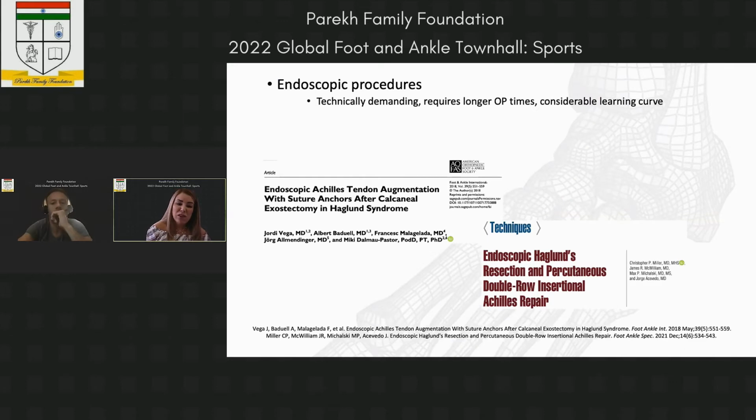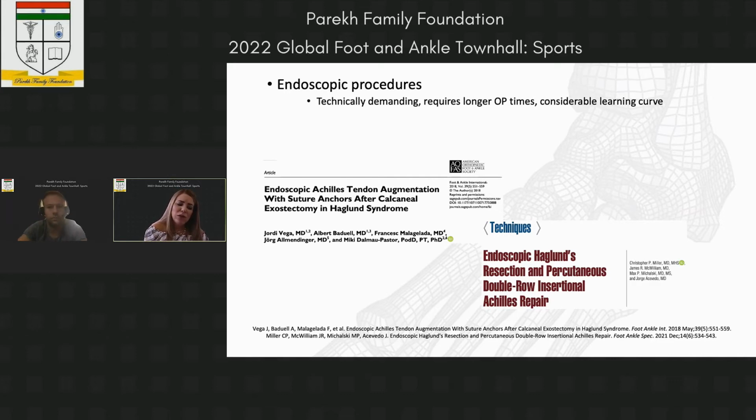So endoscopic procedures, the downside of these is they're very technically demanding. They require a longer operative time, and they have a considerable learning curve. As for the techniques, I'm not going to go into much detail, but I found these two articles which have very good images, and they explain the techniques very well.